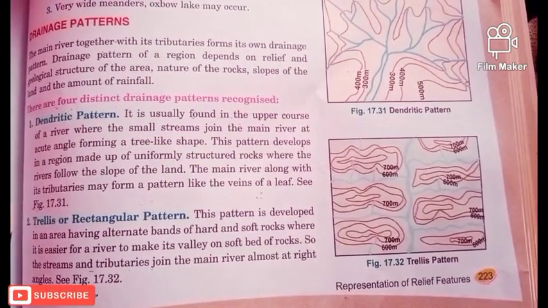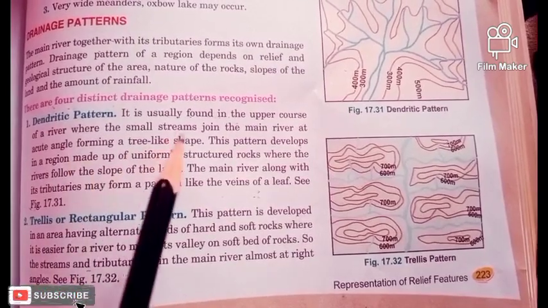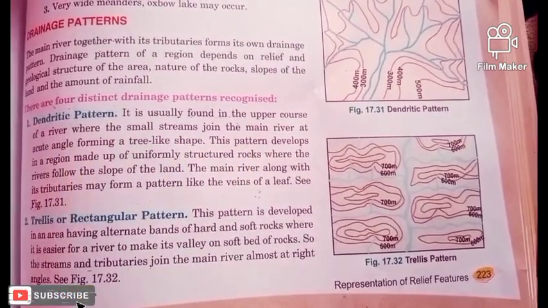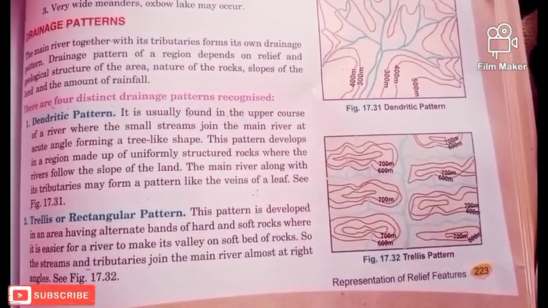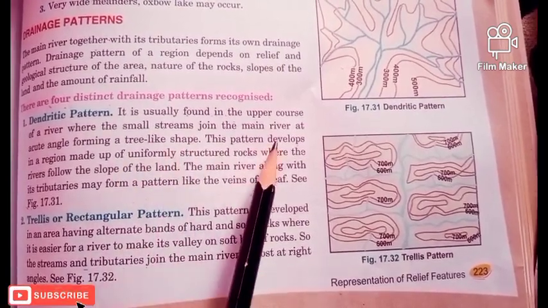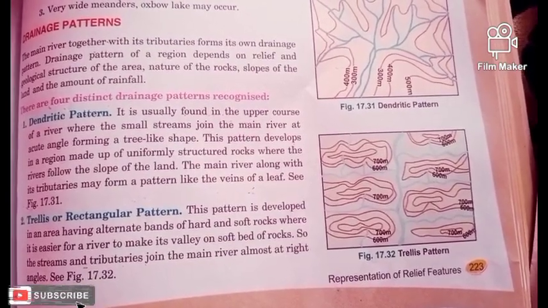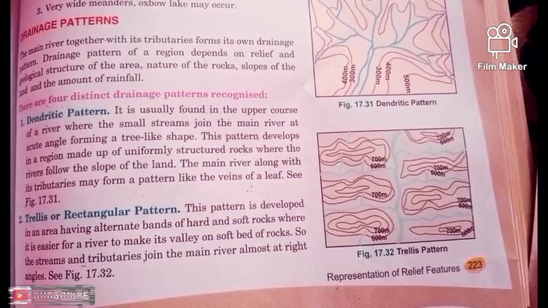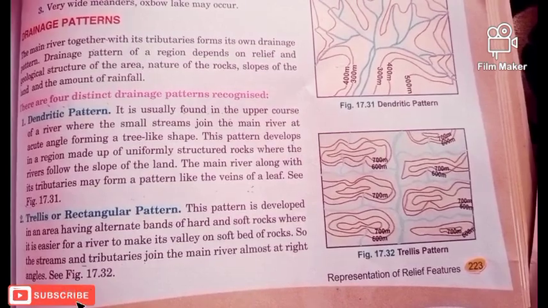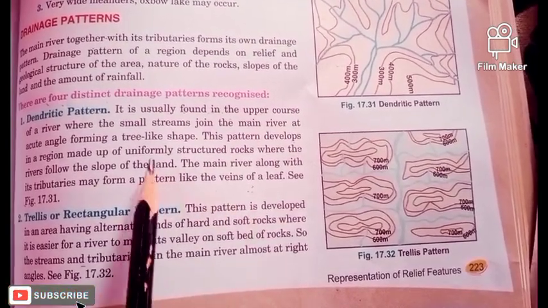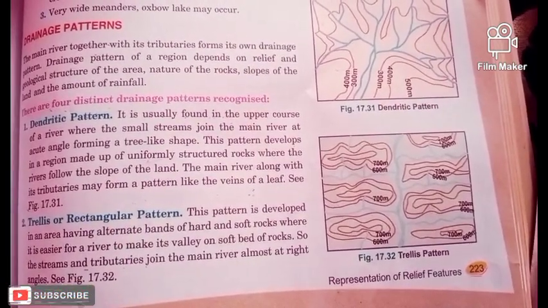There are four major drainage patterns that are mainly formed by the river, and the first important one is dendritic. Now the dendritic pattern is usually formed in the upper course of the river. Upper course in the sense the first layer from the mountainous areas, and here some small streams join the main river at an acute angle, making a shape like a tree. This pattern develops where the structure of the rocks is what? Uniform. The rock structure is the same from the top to the bottom of the mountain.